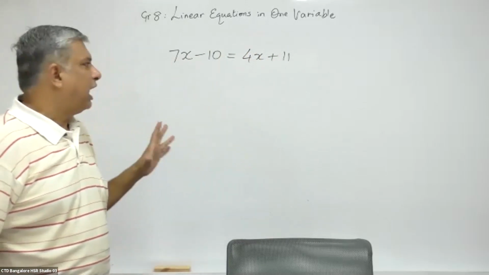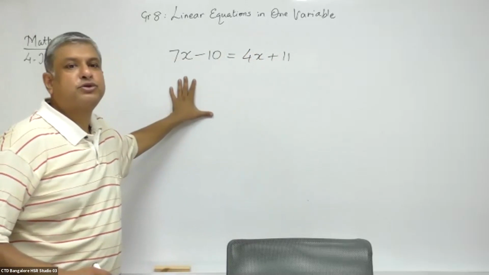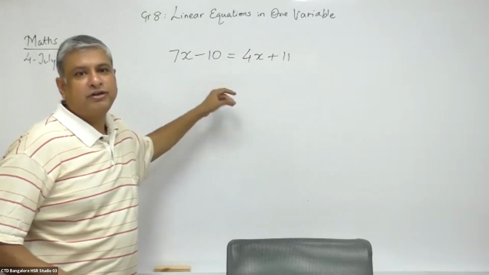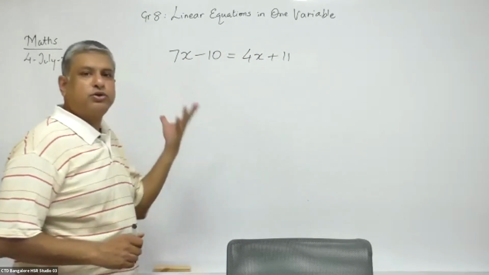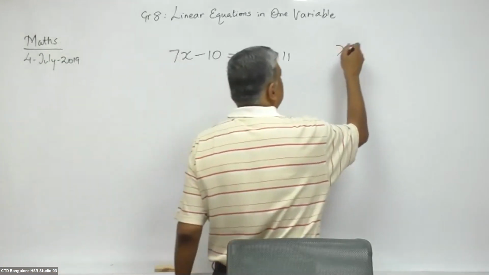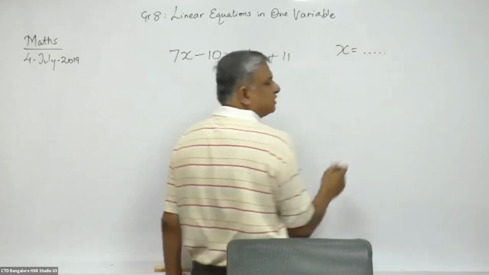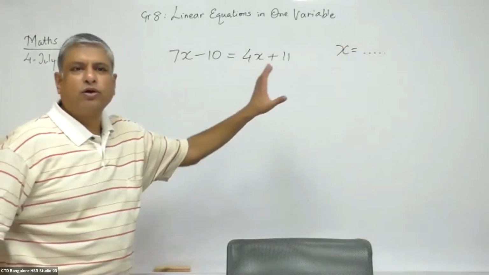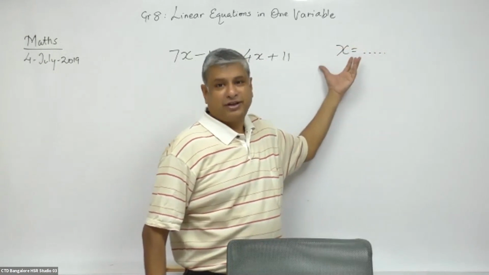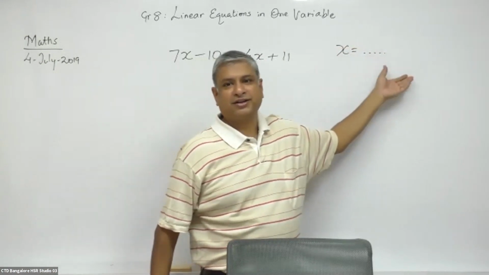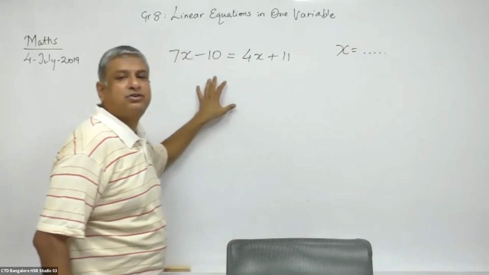Why? See, what is it that we want to find? We have to solve this for x, which means we are supposed to find value of x. So eventually what should I get? I should get x equal to something, some value. That is my whole purpose. So x typically should be on the left-hand side and all the other terms on the right. And that is the trick we are going to use.